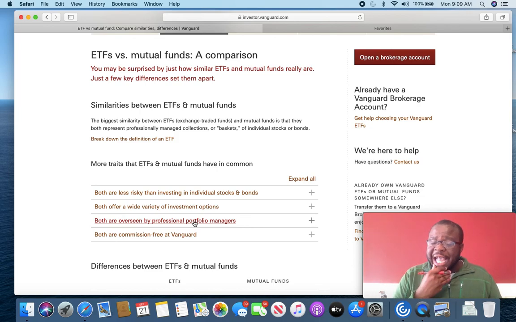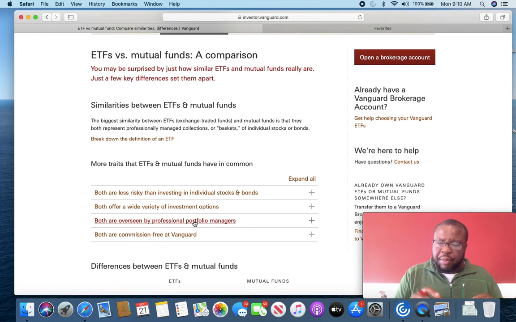Even if the actively managed mutual funds are able to beat the market maybe for a few years, over the long term, they are not able to do it. They say 95% of actively managed mutual funds are unable to consistently beat the market. Even Warren Buffett said, just buy the market. And that's where it says here, both are overseen by professional managers. With the ETFs, they're not trying to beat the market. They're just trying to mirror the market.